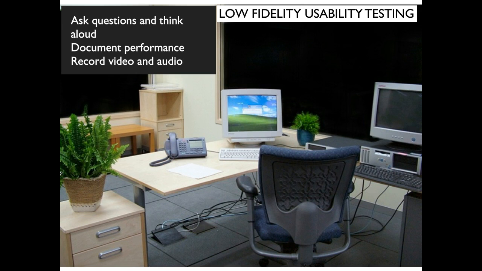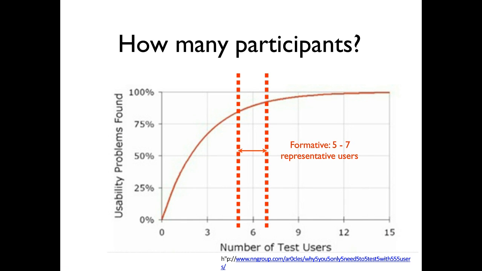So we document the performance. It's not just their subjective performance that we're looking at, but we're objectively observing them as they're interacting, and we can see where they're making errors and where they're skipping steps and so forth. And then we usually record everything in video and audio so that we can go back to it after. For our formative testing, often 5 to 7 users per iteration is enough.